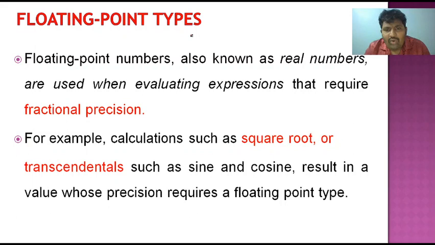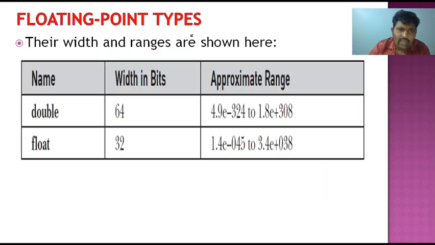The next topic is floating point types. Whenever you have real numbers like 12.3, 34, where an integer part and a fraction part are involved, to store that kind of value we use these floating point data types. Basically, in floating point types, we classify two types: float and double. Float is 32-bit capacity and double is 64-bit capacity.